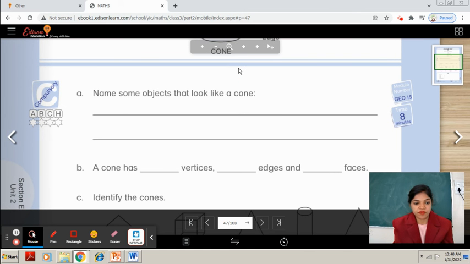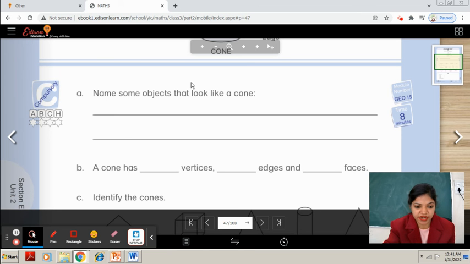So now part A, we have to name some objects that look like a cone. Can you give me an example? Yes. Very good. So now we will write the objects that look like a cone.